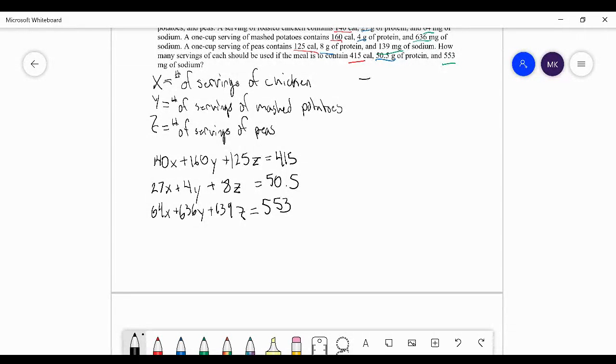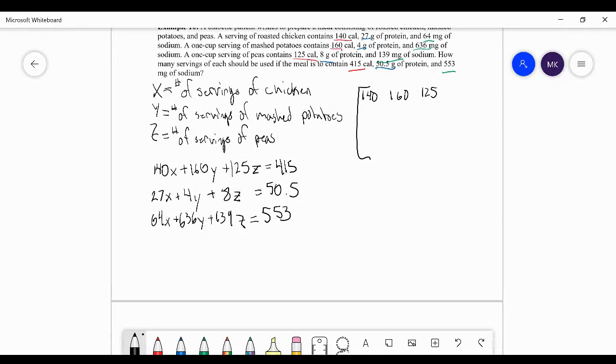Our augmented matrix is going to be 140, 160, 125, 415, 27, 4, 8, 50.5, 64, 636, 139, and 553.